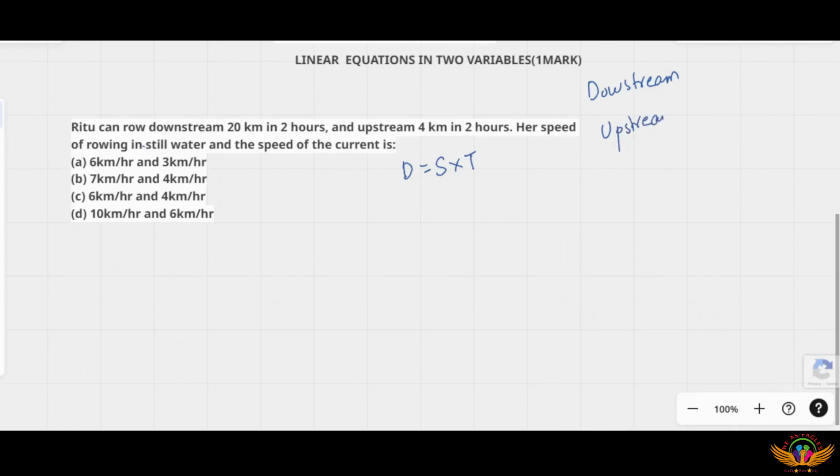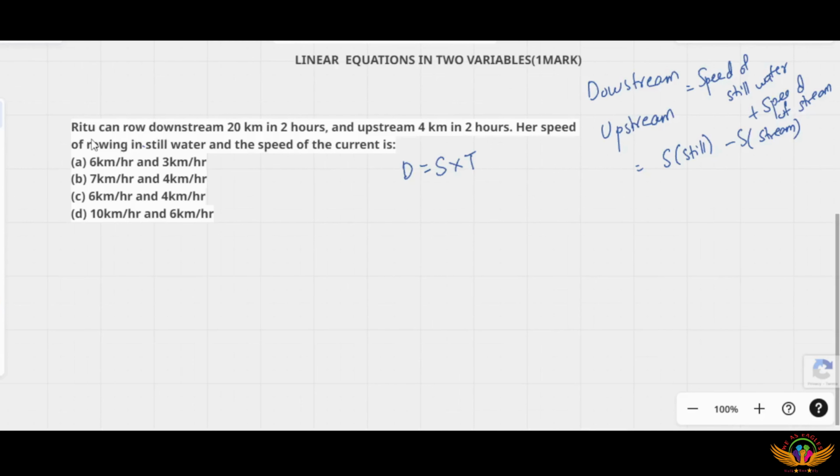Okay, for downstream we have to add the speed of still water plus the speed of the stream. And it is opposite for the upstream: it is the speed of the still water minus the speed of the stream. So these are the two points that you have to remember whenever this kind of question comes, and then it will be super easy for you to solve the problem.